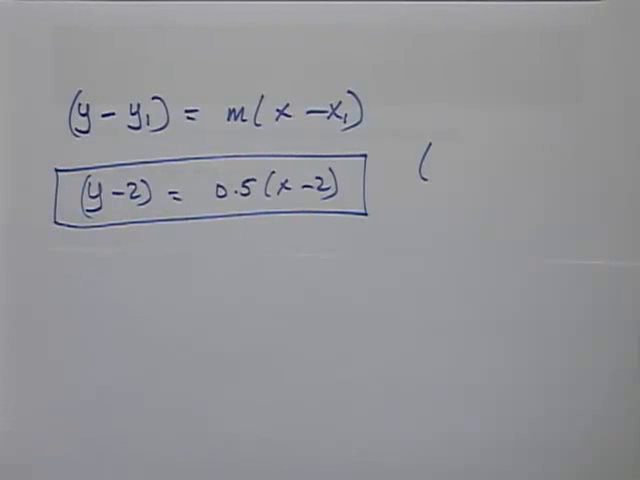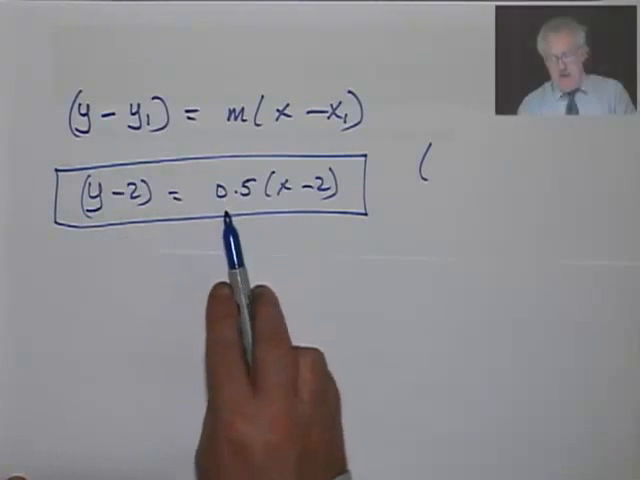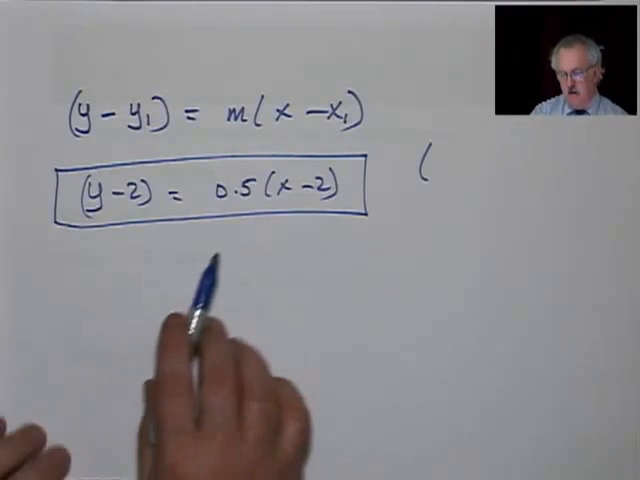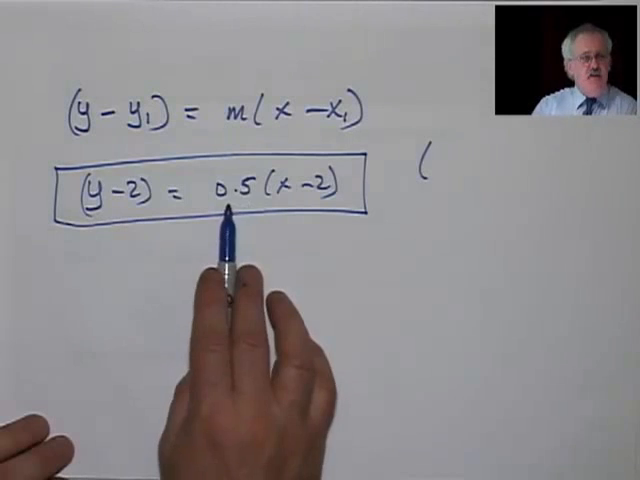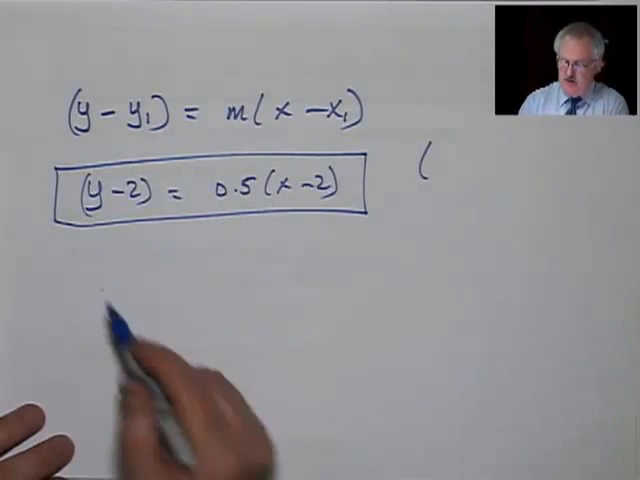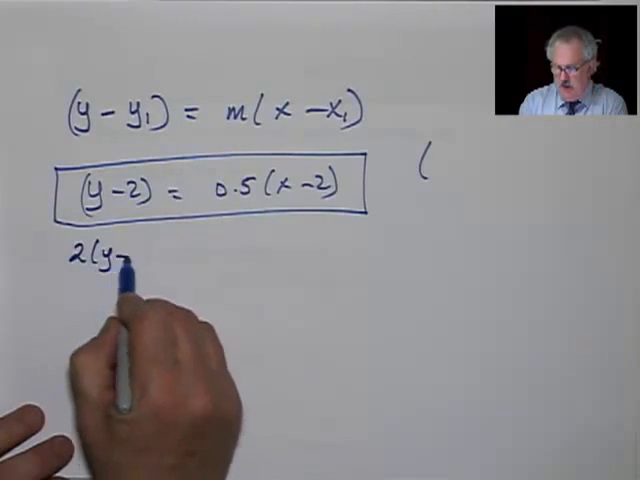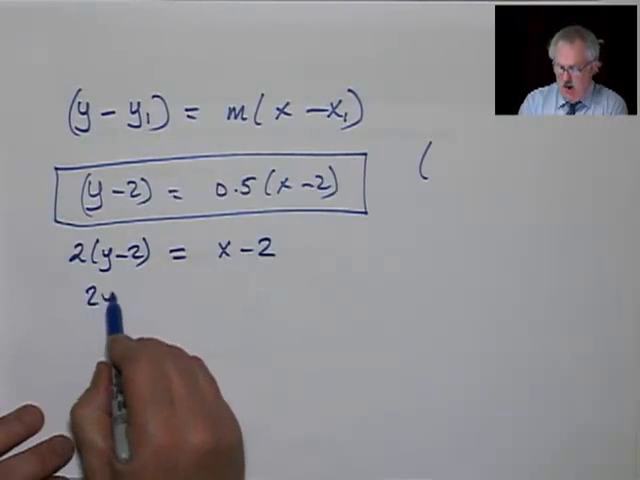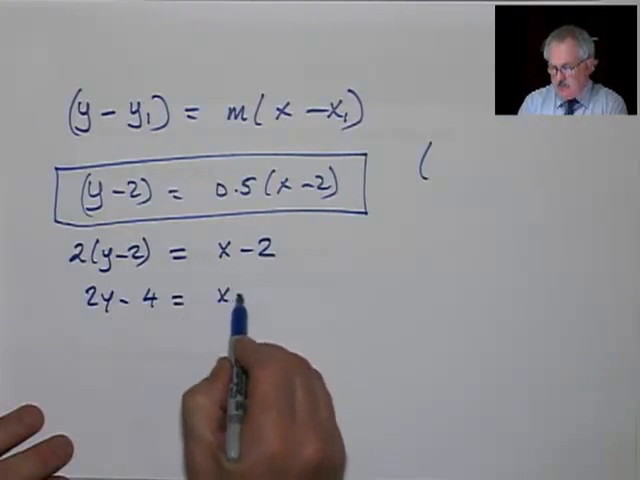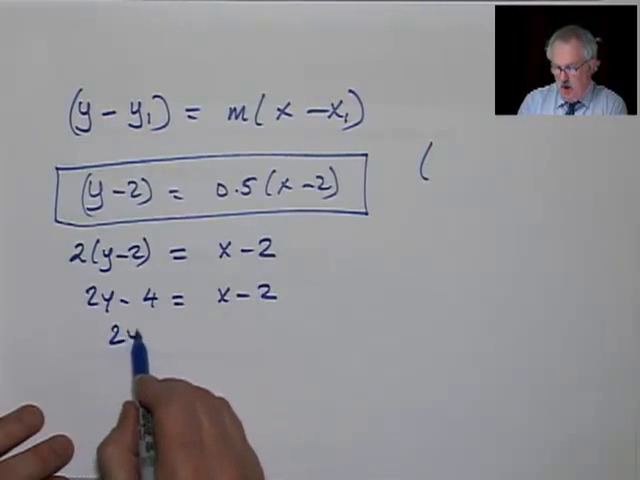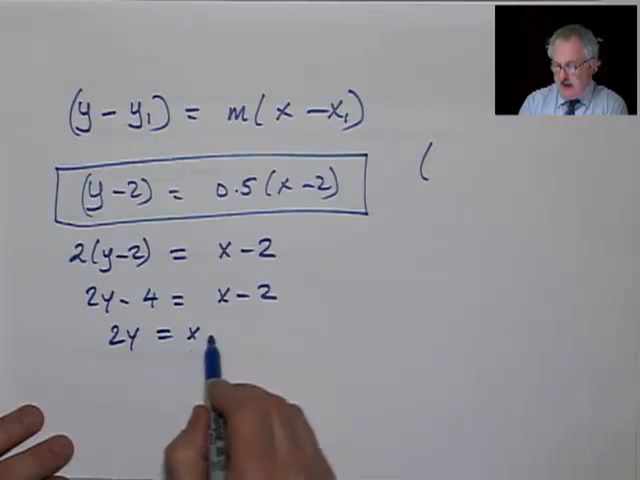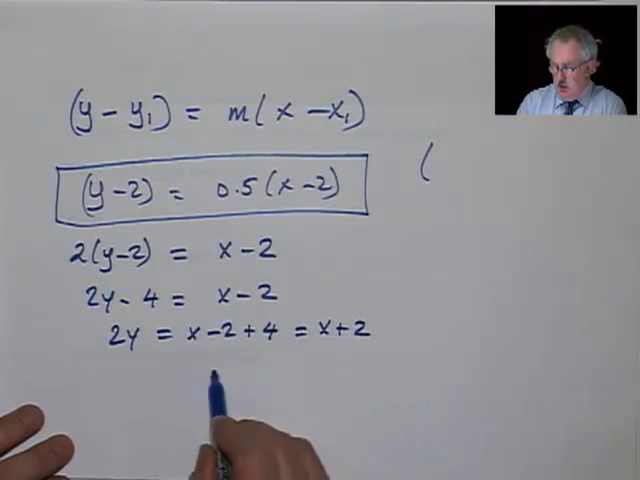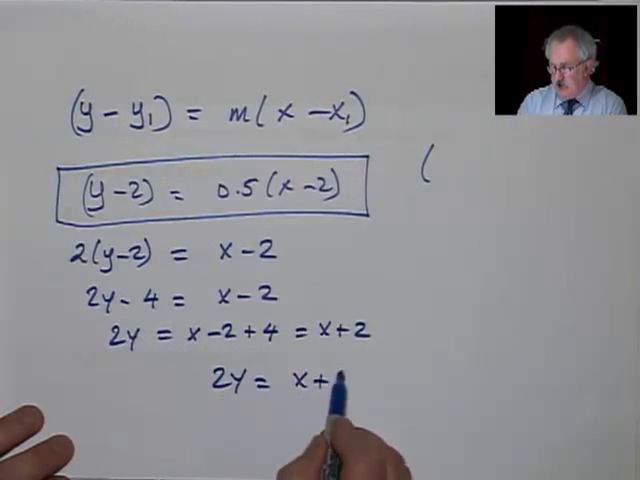Okay, let's go with that. We have y minus 2 is 0.5 x minus 2. I'm going to multiply both sides by 2. 2 times y minus 2 is equal to x minus 2. 2y minus 4 is x minus 4. 2y, taking the 4 across, is x minus 2 plus 4, which is x plus 2. 2y is x plus 2.